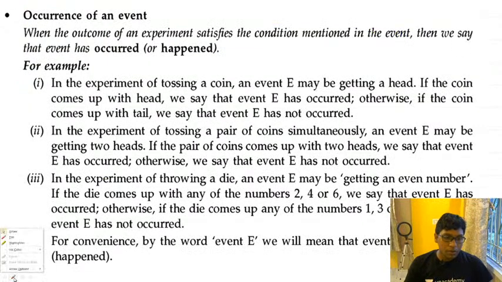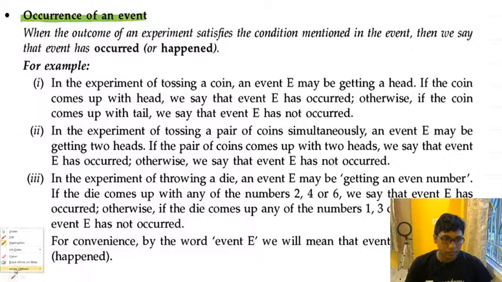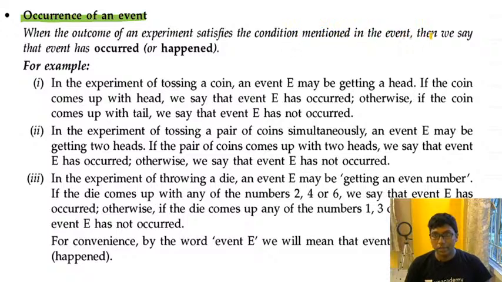Now we will talk about the occurrence of the event, like when we can say an event has occurred. That is called the occurrence of an event. When the outcome of an experiment satisfies the condition mentioned in the event, we say that the event has occurred or the event has happened.